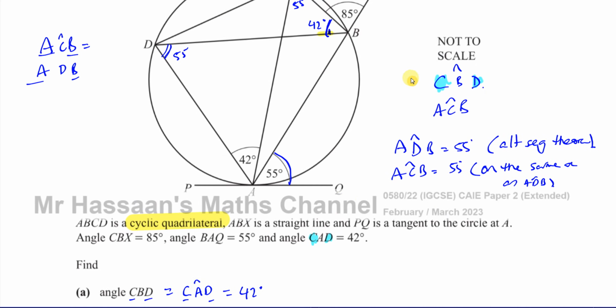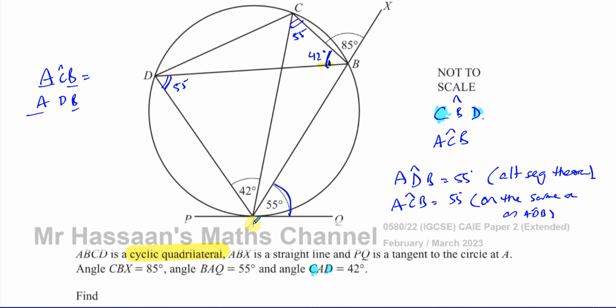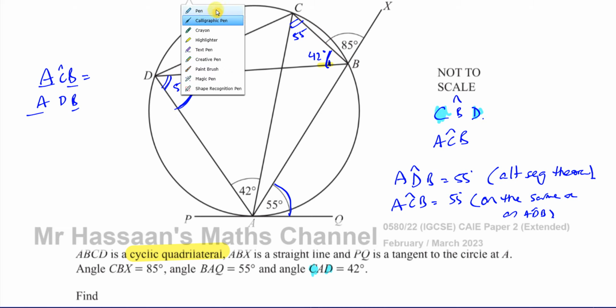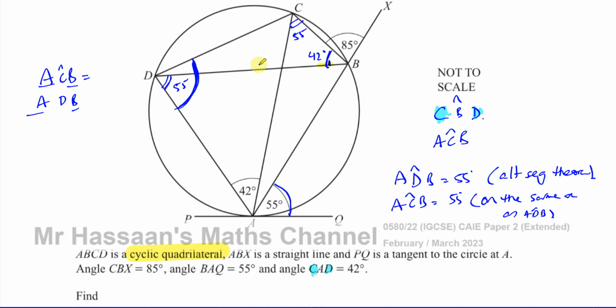It says angle ADC. ADC. So it's the whole of this angle here. Okay, now, this is where I think the cyclic quadrilateral bit comes in. This is the cyclic quadrilateral. The cyclic quadrilateral goes, it's like A, B, C, and D. This four-sided figure is a cyclic quadrilateral.